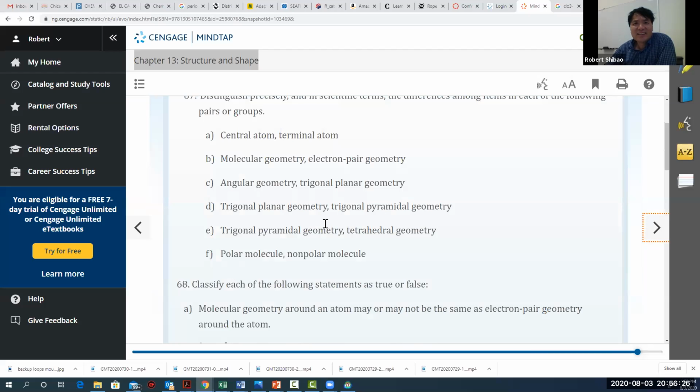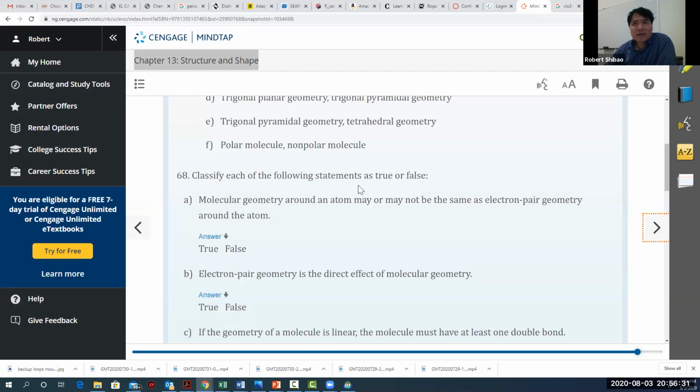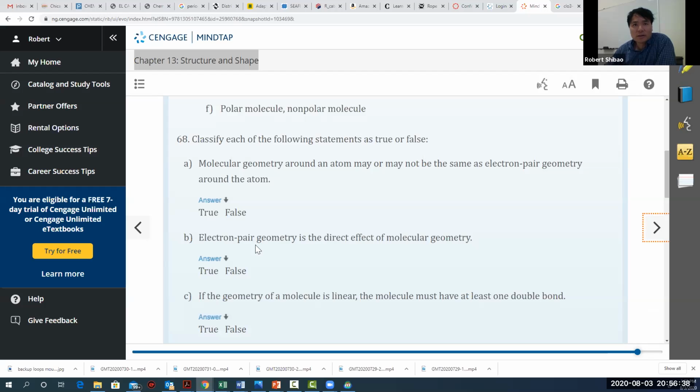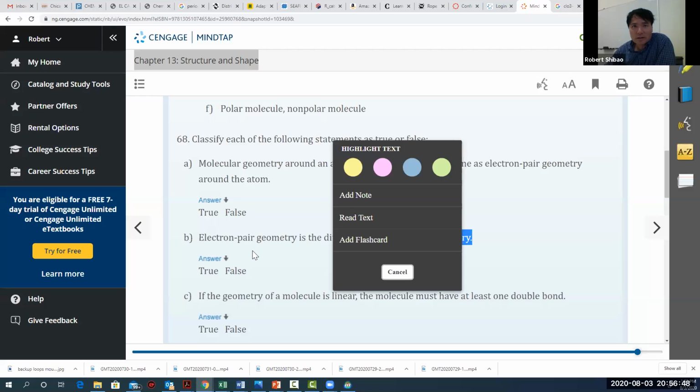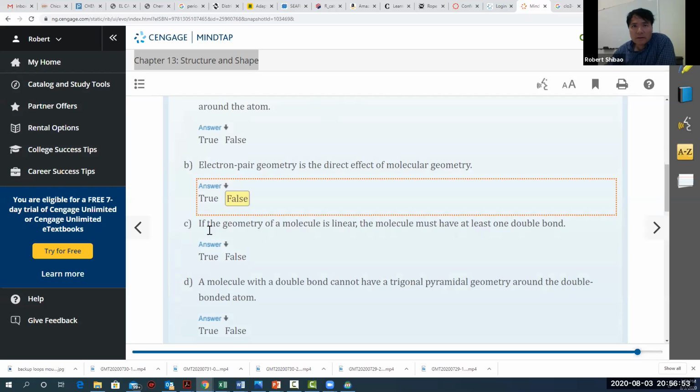Okay, these ones I'm not going to worry about here. Classify each true or false. Molecular geometry around an atom may or may not be the same as electron pair geometry. That's true. They don't have to be the same. Electron pair geometry is the direct effect of molecular geometry. That's false. Molecular geometry is the direct effect of the electron pair geometry. This is why we do electron pair geometry. We always do EPG first, and then molecular geometry second.